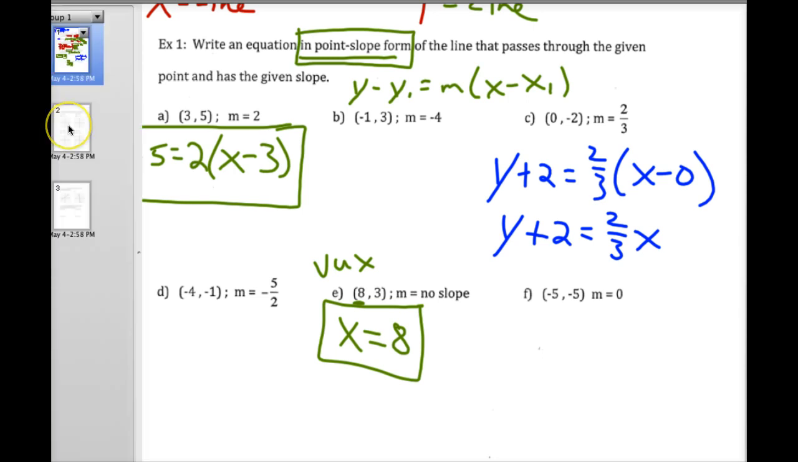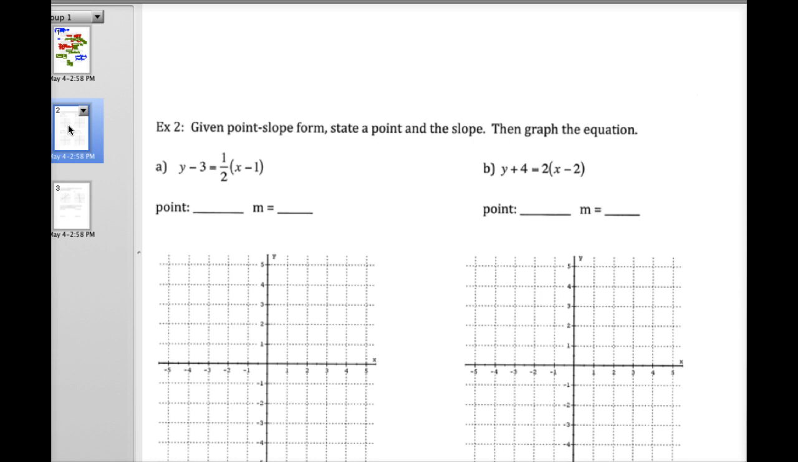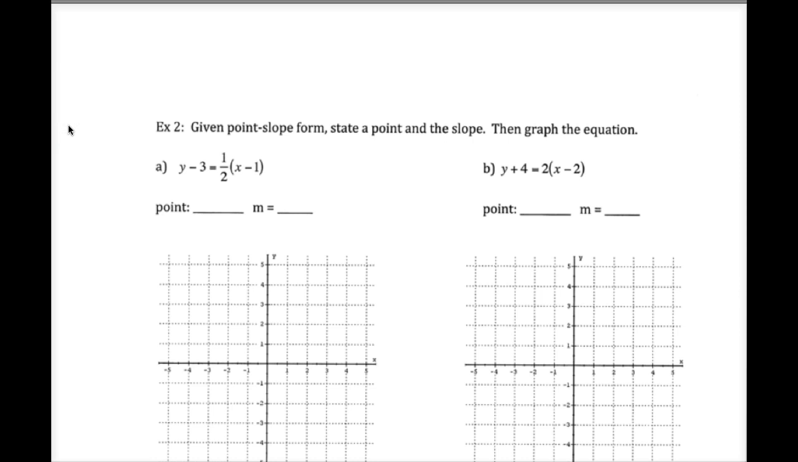Let's do this. Now you guys have to really start thinking. We're just going to do A and A, two A's up and down. Given point-slope form. Does everybody agree that that equation is in point-slope form? Yes. Okay. Let's see if you can work backwards and figure out a point and the slope. See if you can pull out the point and the slope from the form. Really got to think here.